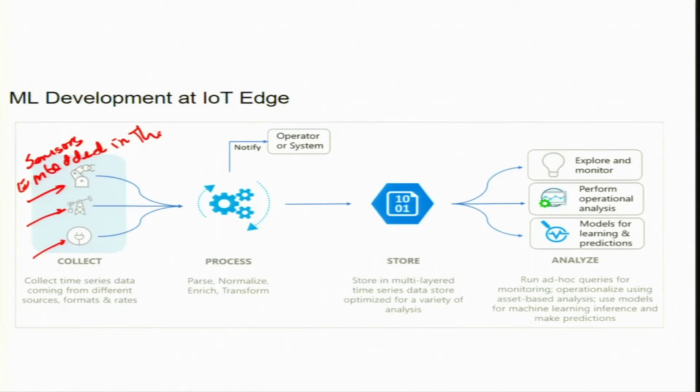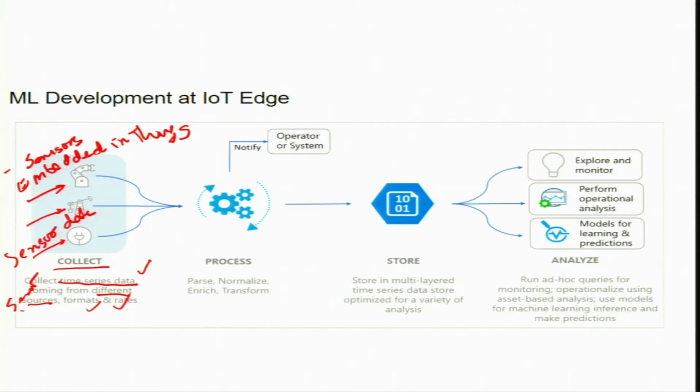So, these sensors are embedded into things and will collect the sensor data. Sensor data is collected, and this particular data is in a particular form, called time series data, which is coming from different sensor sources, and often having different formats and different rates at which these sensors are sending the data.